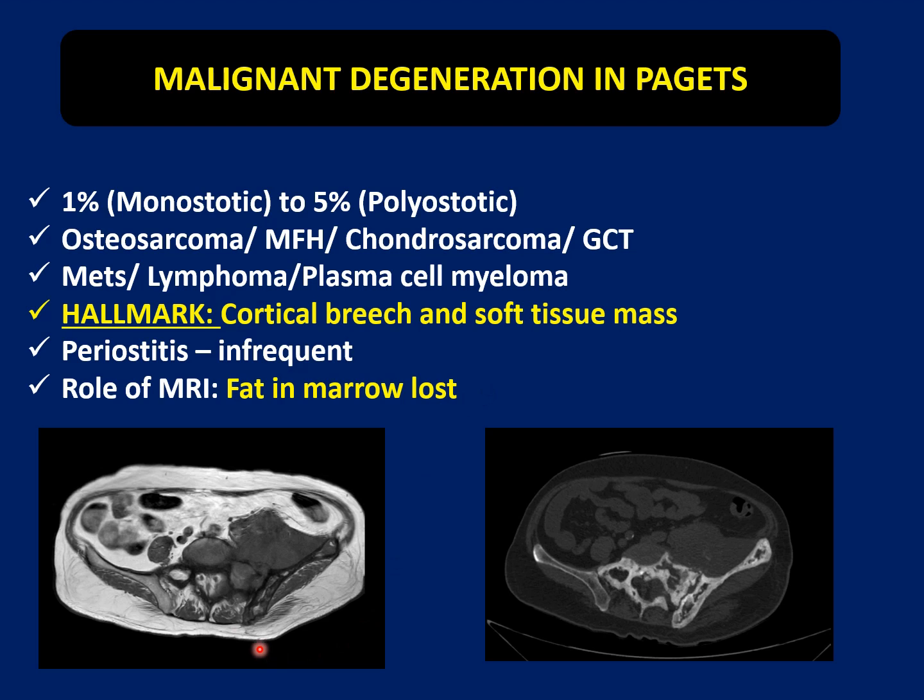MRI has a very clear-cut role. In this patient also we can observe it. The right sacral ala is showing fatty marrow, whereas the left sacral ala shows a T1 hypointense marrow, which is suggestive of malignancy.